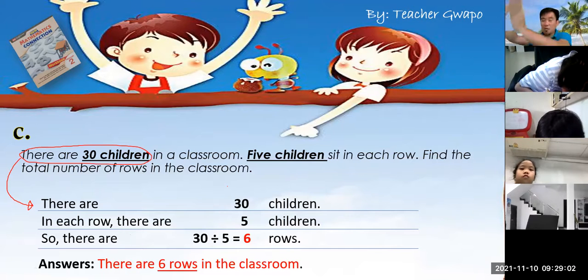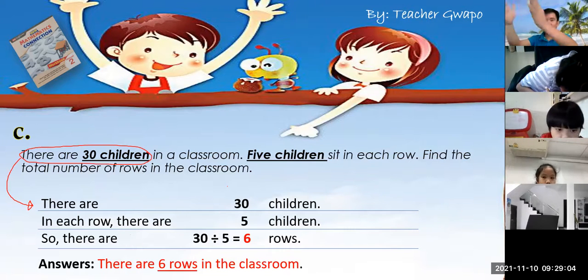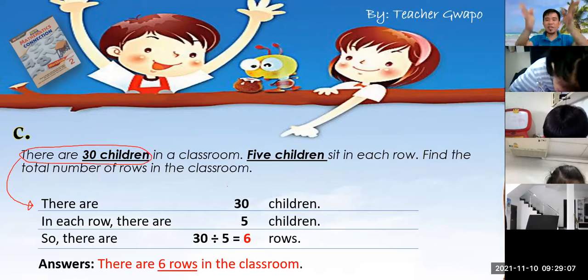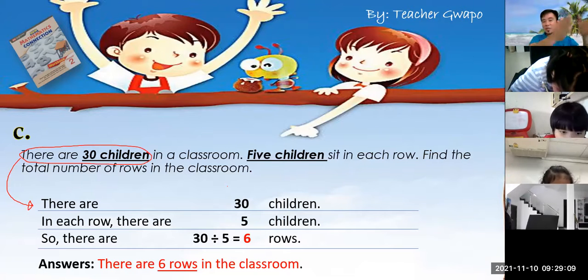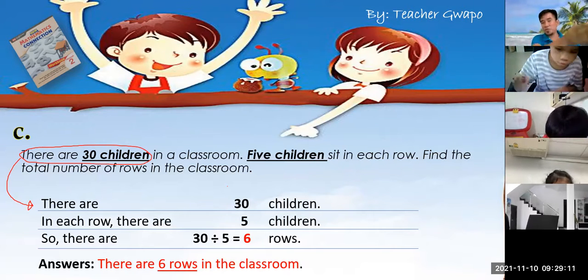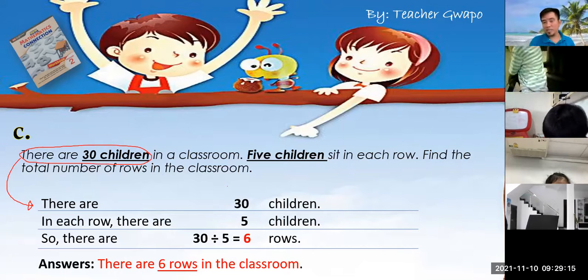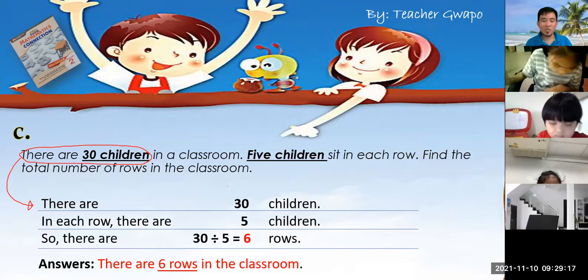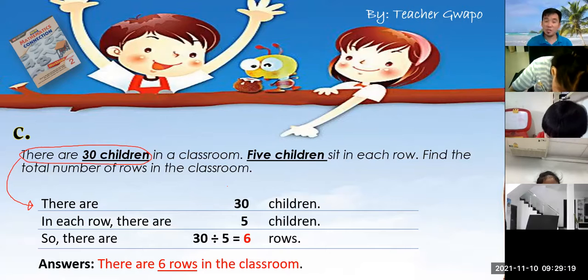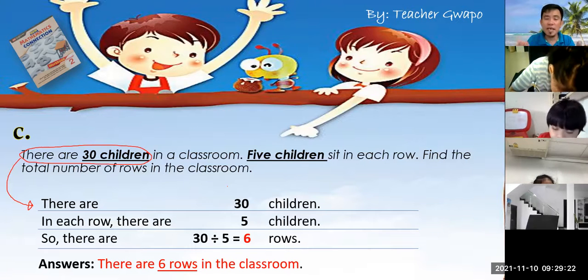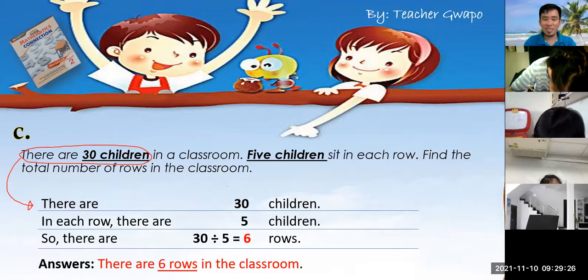Okay, 6 rows. First row, 5 children. Second row, 5 children. Third row, 5 children. Fourth row, 5 children. Fifth row, 5 children. Sixth row, there are 5 children. A total of 30 children. So therefore, 30 divided by 5 is equals to 6.